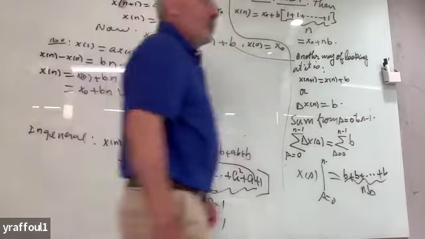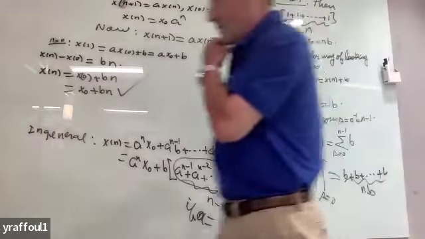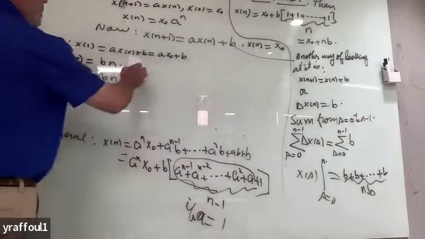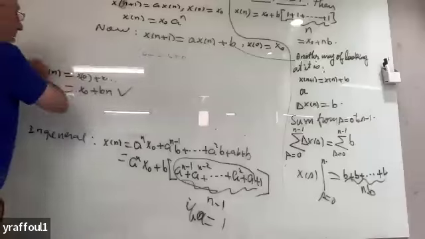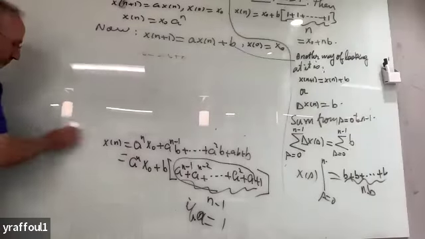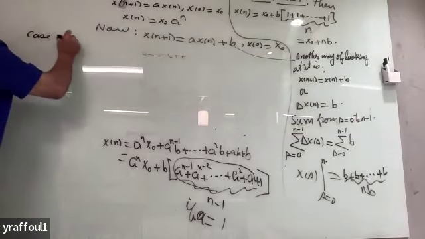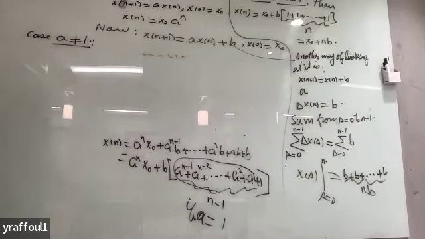Now let's take a look at the case where a is not 1. So now we're gonna take a look at a different than 1. Okay. So I'm gonna get rid of this. So now the case of a is different from 1.